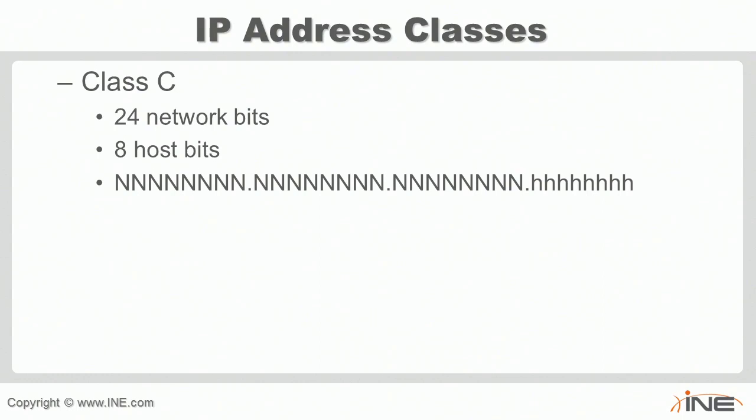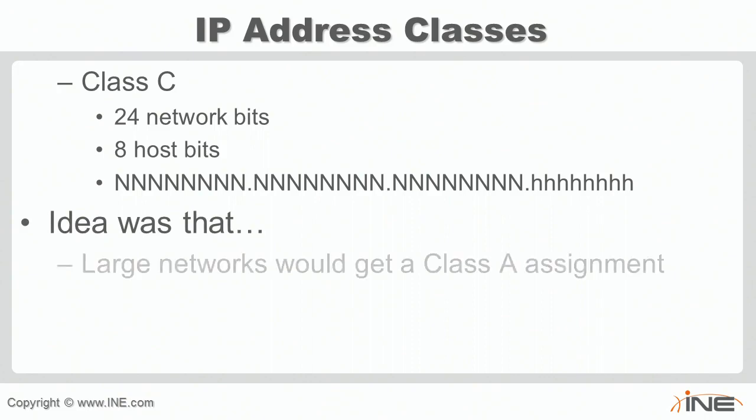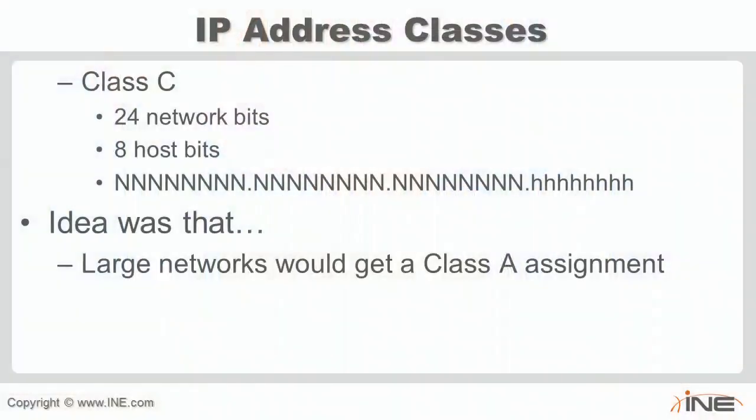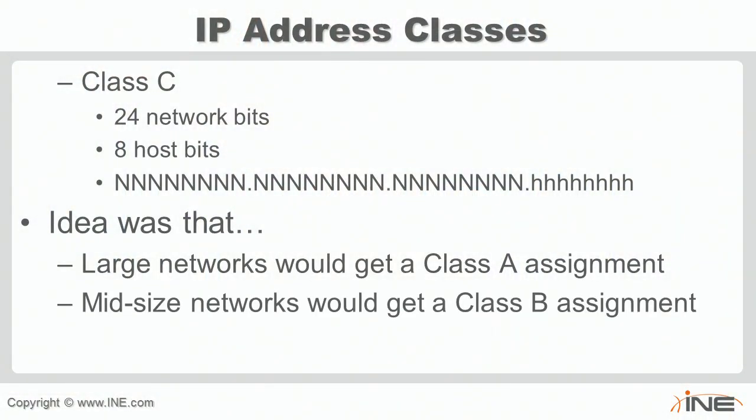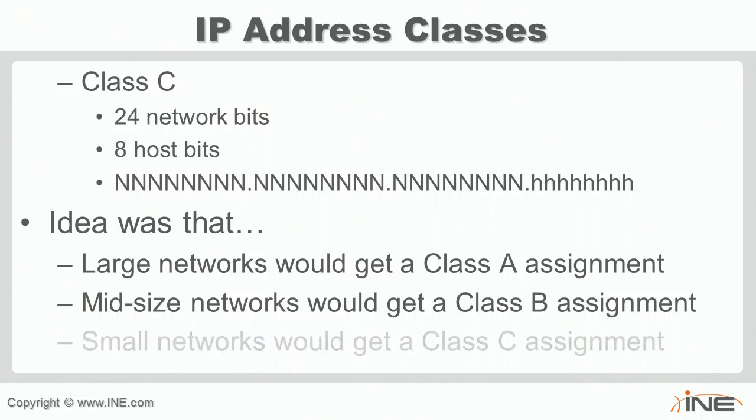Now, the original idea about this was that Class A networks would be assigned to large networks, like universities or service providers, that potentially are going to need tons and tons of hosts. So they would get assigned a Class A, and then they can break this down to any smaller values that they want. Then the Class B is going to be for any type of mid-sized network, and Class C is going to be for our smaller networks that only needed just a few hosts.